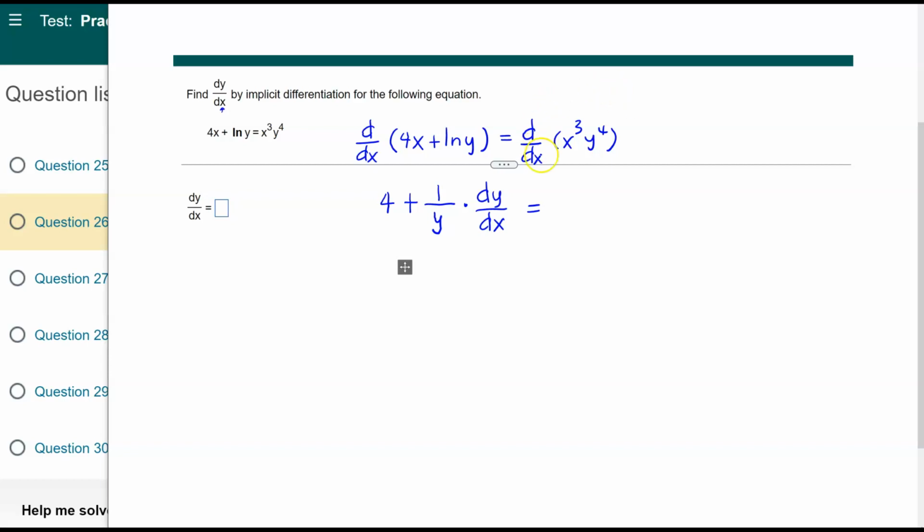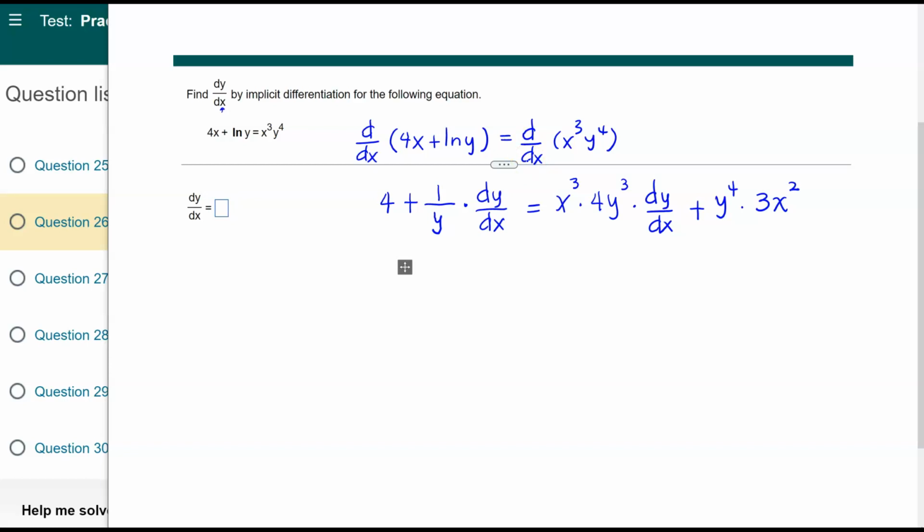This is equal to, now the right-hand side, these two are being multiplied to each other. So that means you are going to use the product rule. So you copy one factor first, and then you differentiate y to the fourth. The derivative of y to the fourth with respect to x is 4y cubed times the derivative of y with respect to x. Plus, now you copy y to the fourth, times the derivative of x cubed, and that is 3x squared, times the derivative of x with respect to x, and that is just equal to 1.